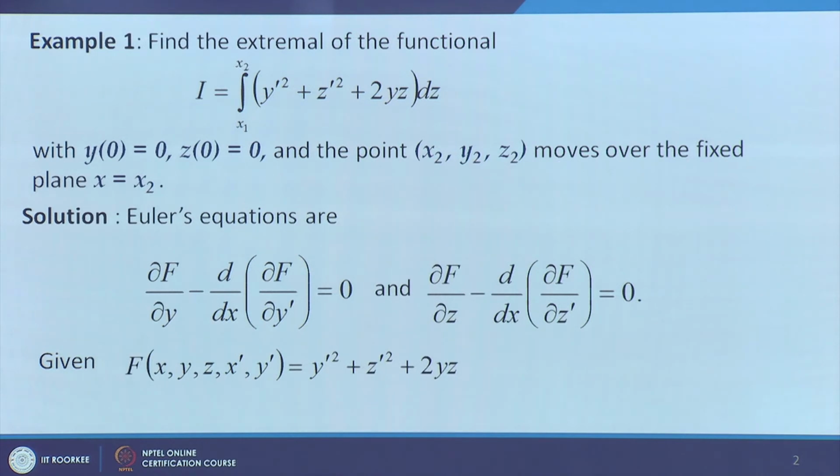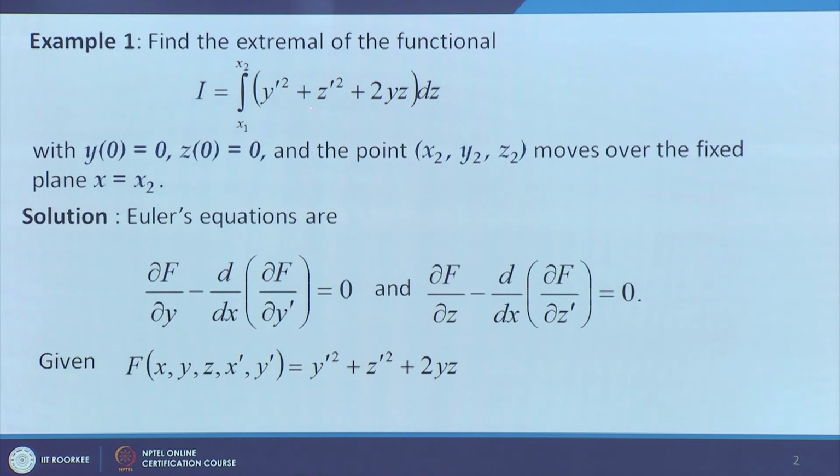So here the point which is fixed is given by x equal to 0, y equal to 0, z equal to 0, that is the origin. So x is 0, y is 0 and z is 0, and the point x2, y2, z2 moves over the fixed plane x equal to x2.